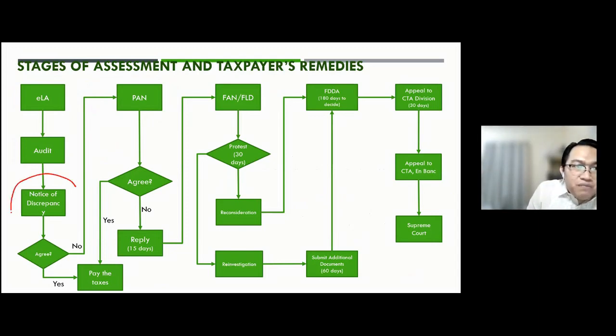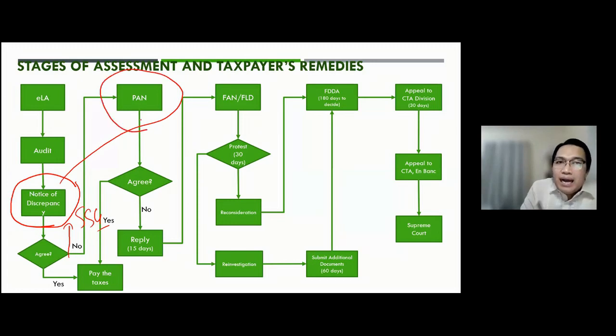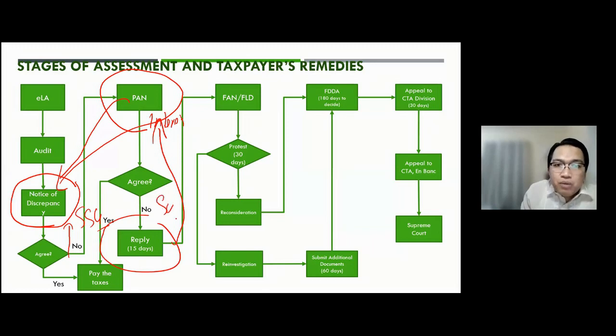Nag-issue ng Notice of Informal Conference. Informal conference pa nun. Okay? Challenge ng taxpayer. Nag-file ng reply, nag-submit ng supporting documents. Afterwards, nag-issue ang BIR ng PAN. Ang assessment sa PAN, exactly the same as that contained in the Notice of Discrepancy, except in-update ang interest. What did the taxpayer do? Nag-file ng reply, challenge yung PAN, nag-submit ng supporting documents.